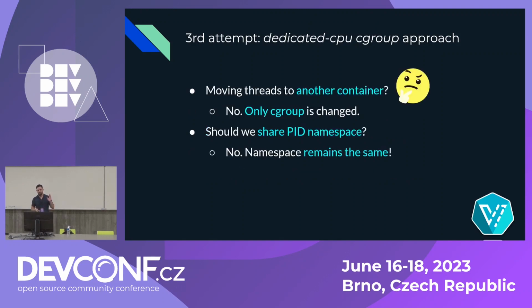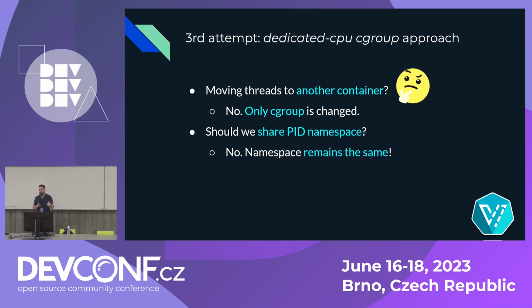But first a question. So how can we even move threads into another container? That sounds completely weird, right? But we didn't really move them into another container. We did move them only to another Cgroup, which is different. And remember what I said, from the kernel's perspective, there isn't such a thing as a container. We really only change Cgroups.